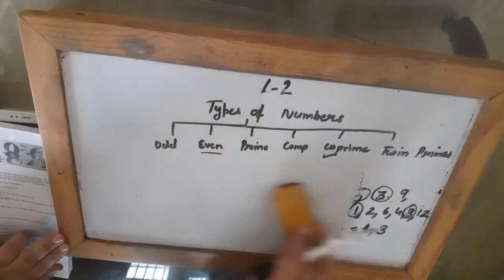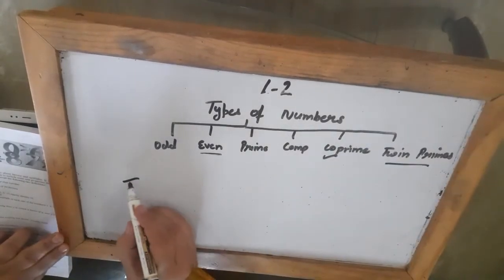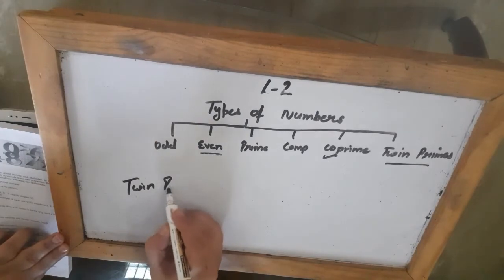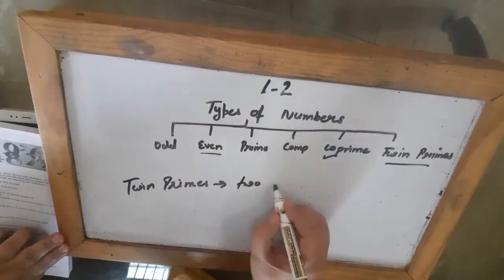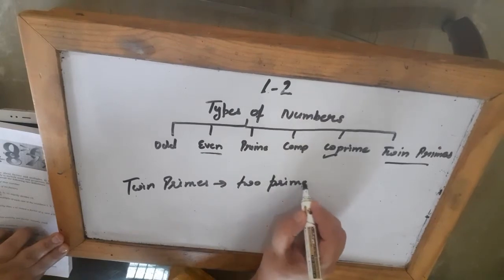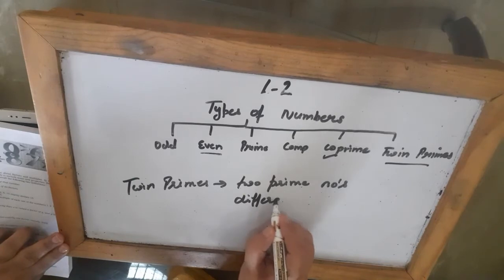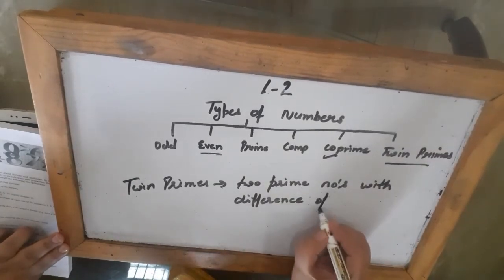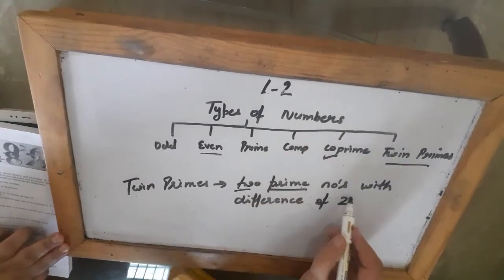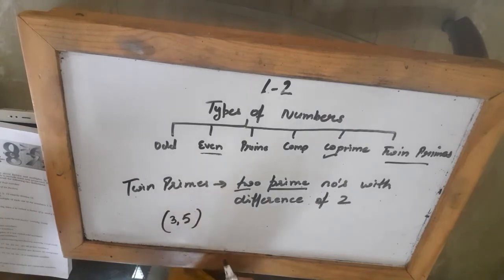Now comes the next one, which is twin primes. Now what are twin primes? Twin primes are two prime numbers which have a difference of 2. I said two prime numbers with a difference of 2. Let me give you an example like 3 and 5. These are twin primes. Why?